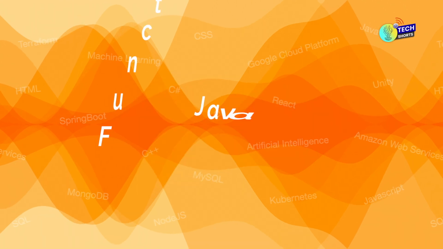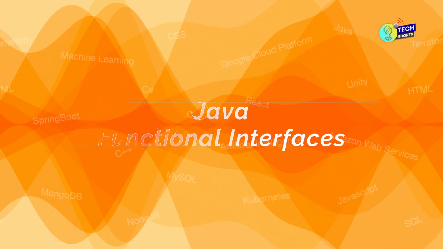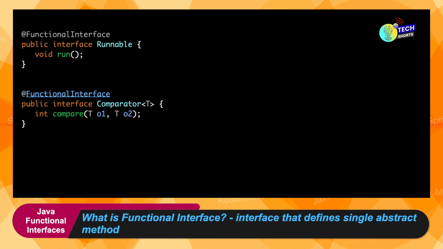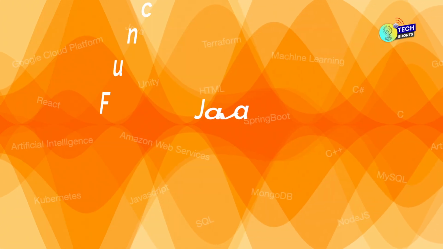Let's start with Java functional interfaces headlines. Functional interfaces are interfaces that define a single abstract method and are used extensively in the functional programming features of Java 8 and later. Examples of functional interfaces include Supplier, Consumer, Predicate, Function, and many more.